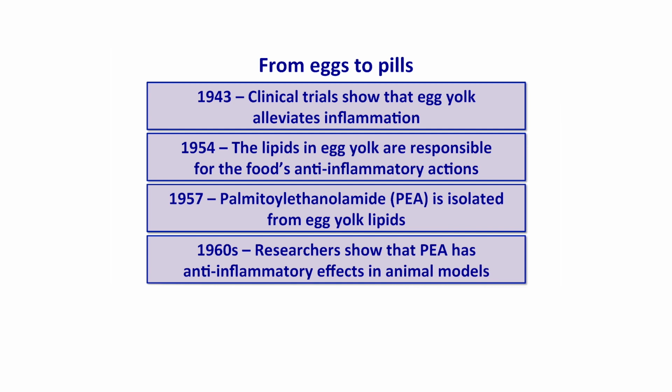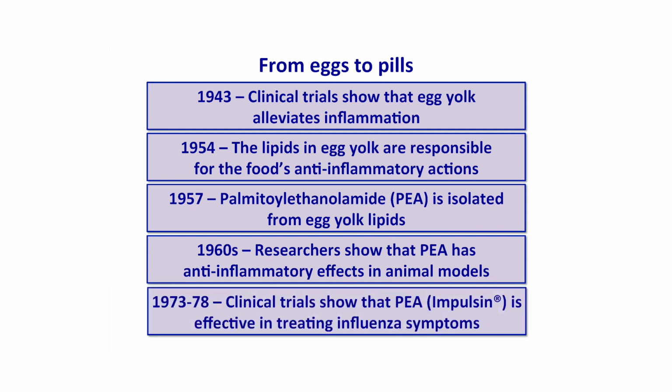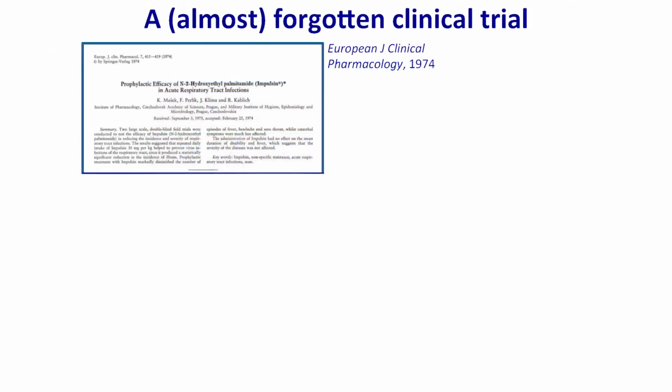But I think the big moment was when, in the 1970s, between 73 and 78, in the then country of Czechoslovakia, which doesn't exist anymore, now it's called Czech Republic and the Slovak Republic, there was a company called PUFA, and they developed PEA for the treatment of influenza symptoms. They called it Impulsin, and they ran a clinical trial with it. They actually ran a few clinical trials. And this is the original paper published in 1974 in the European Journal of Clinical Pharmacology.